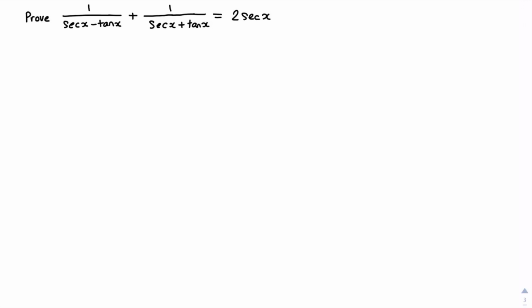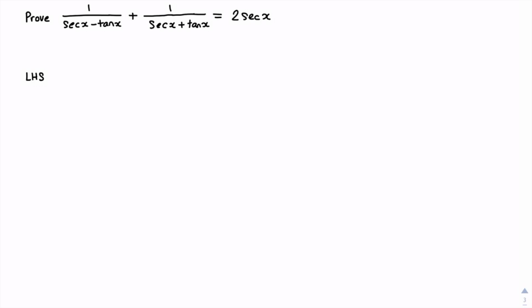Next, let's try to prove this identity. In this case, the left-hand side is clearly the more complicated side, so let's start from the left-hand side. If you look at the left-hand side, you find that you have two fractions, 1 over secant x minus tangent x, and 1 over secant x plus tangent x, and you're adding these two fractions together.